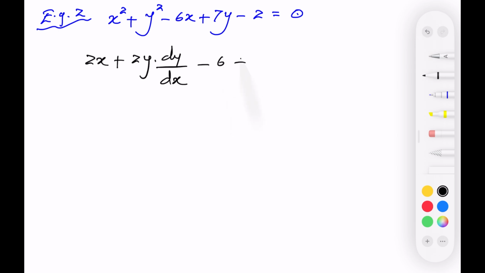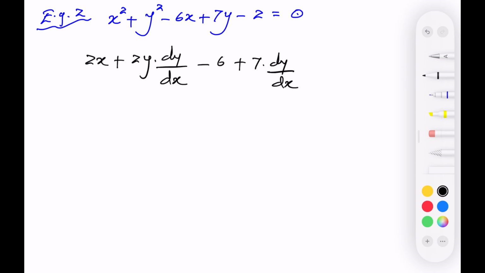And then plus, I need to differentiate 7y with respect to x. 7 is a constant, which I will simply write as it is. And then y should be differentiated with respect to x. No matter whether it is just a y or a more complicated function of y, first we differentiate it with respect to y itself and multiply that by dy by dx. When you differentiate y with respect to y, it will be just a 1, times dy by dx.